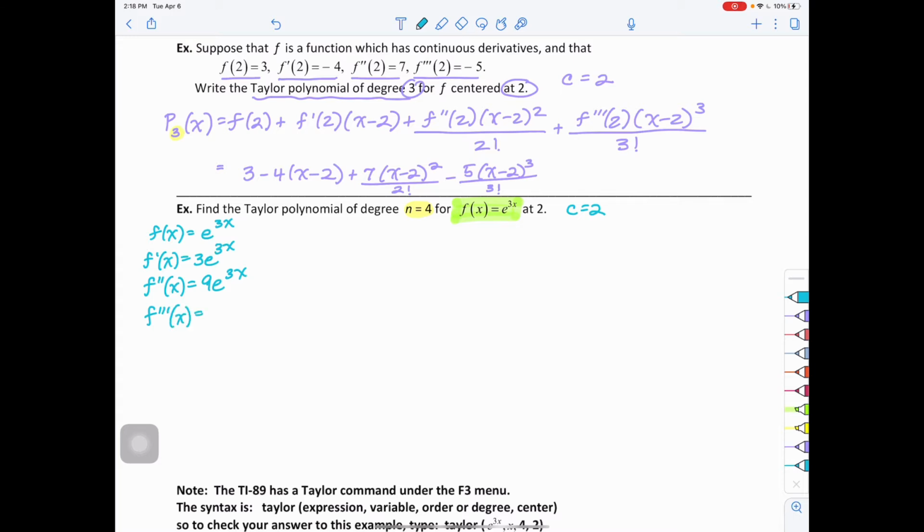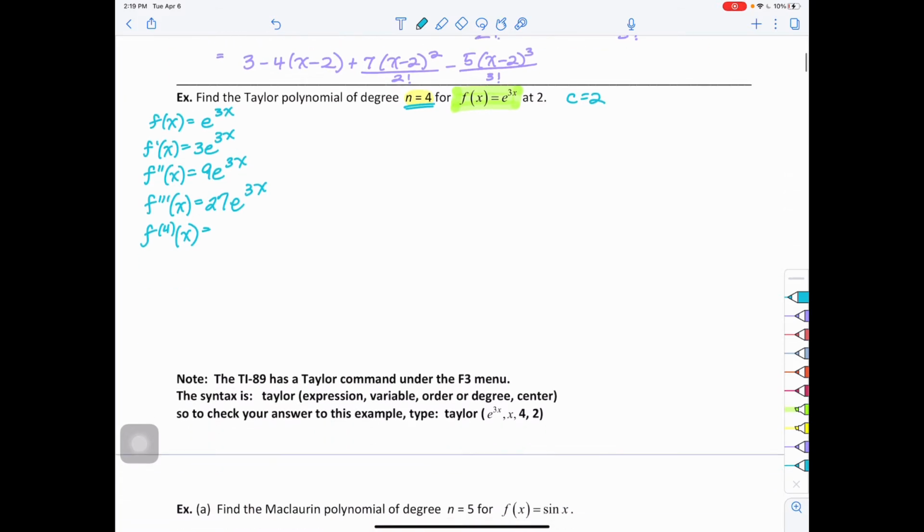Third derivative, 27e to the 3x. And we have to go to the fourth derivative because we wanted a fourth degree polynomial. And that would be 81e to the 3x. Now, we need all of these evaluated at the center, at 2.